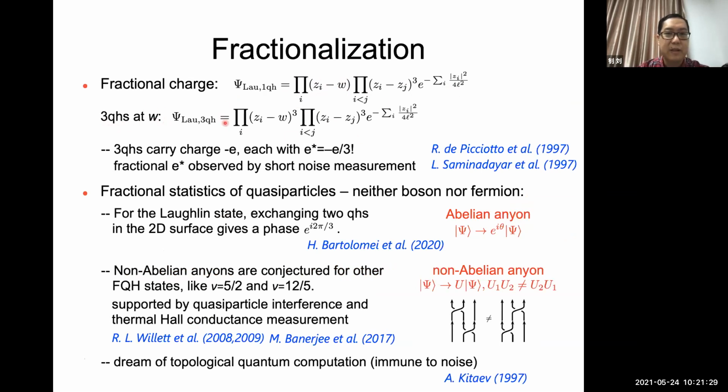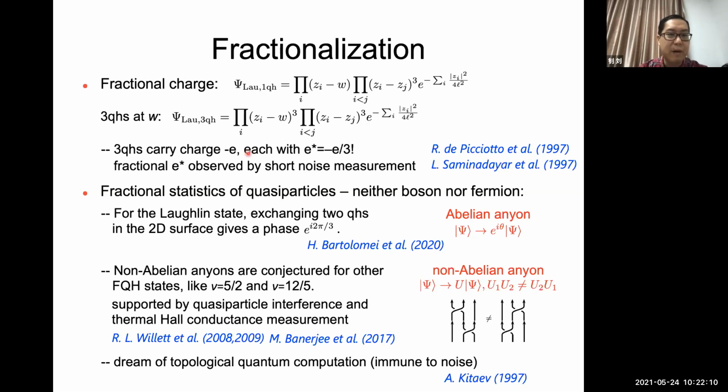like this. If you look at this wave function, you can see that we can just replace the position w by an electron, another z, to create the Laughlin state with one more electron. So in this sense, three quasi-holes can be compensated by a single electron, which means each quasi-hole carries charge minus e over 3. Here, e is the electron charge. So each quasi-hole carries a fractional charge, and this fractional charge has been observed by shot noise measurements in experiments.